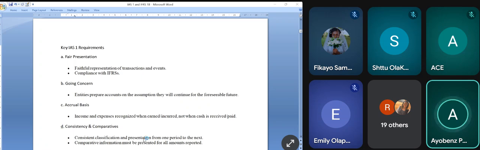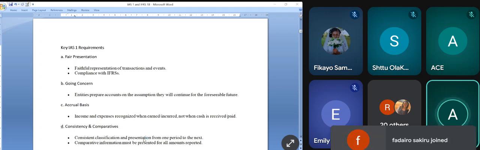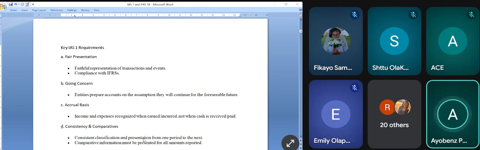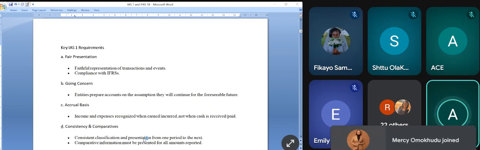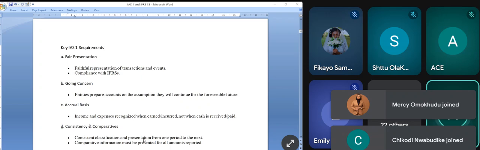Number 2, for you to prepare and present any financial statement according to IAS 1, an entity must assume the context of being a going concern. In other words, the entity is expected to be alive into the foreseeable future. Foreseeable future simply means we're expecting you to be alive for more than one accounting year. That is to say, we know too well that you started business in January, and for you to prepare a financial statement, it means that you will be in existence from January to December. That is what we call going concern.